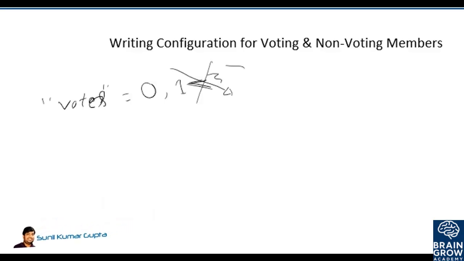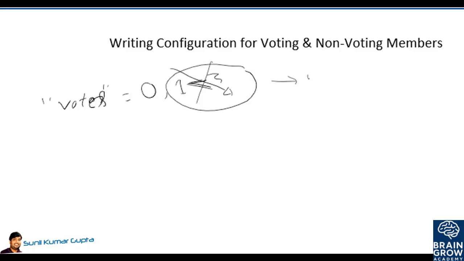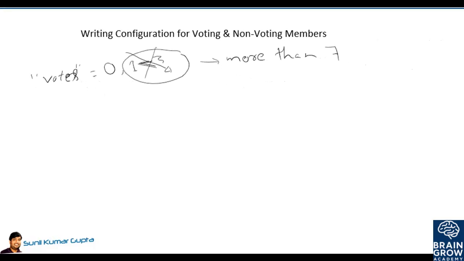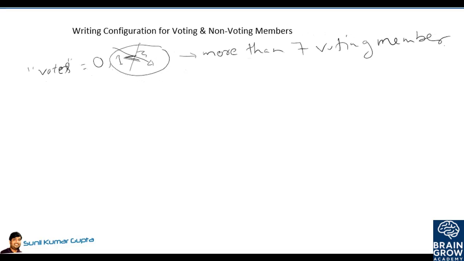Instead, if you want to do that, this is recommended: you can increase the number of votes from 1, 2, 3 or 4 in case you want to have more than 7 voting members. Okay, so in this case only you can increase, otherwise never do this. So this is one important thing I wanted to let you know.